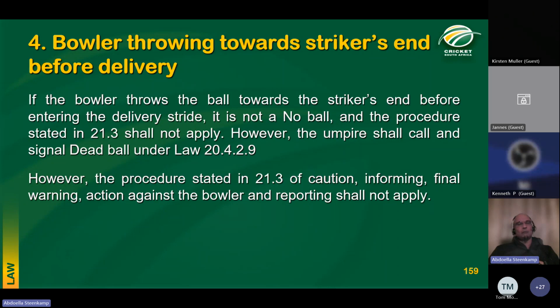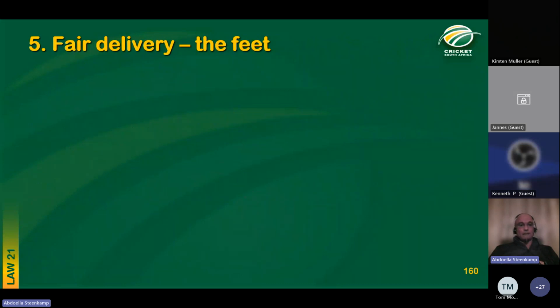This law came into effect on the 1st of October 2022. Prior to that, it was actually the umpire to call no ball. But since October 2022, the umpire now needs to call and signal dead ball if a bowler throws the ball towards the striker's end before entering his or her delivery stride.